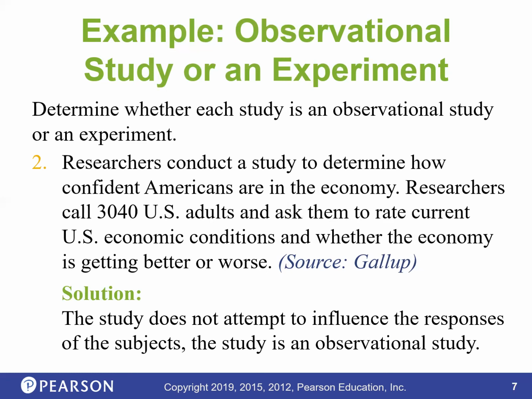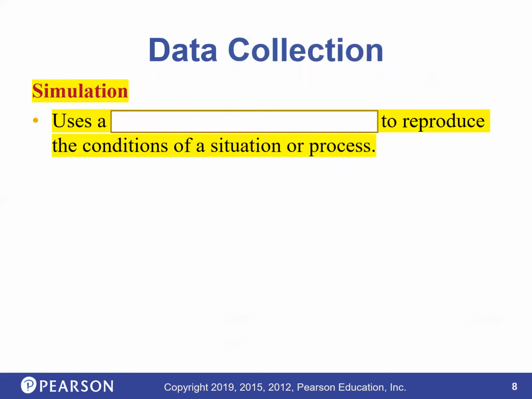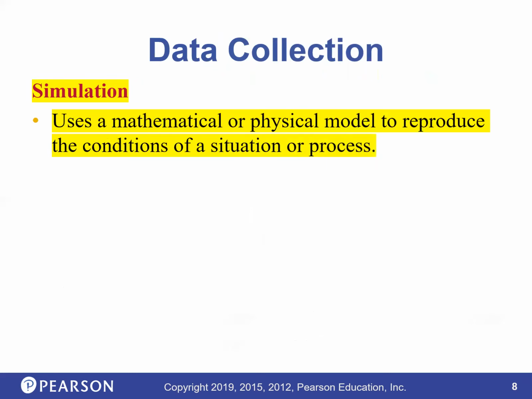Number 3 is something called a simulation. So now that we have high-tech computers doing stuff for us, what we tend to do is simulate. It uses a mathematical or physical model to reproduce. They stuff all the conditions into it, and they try to see if it's going to work.